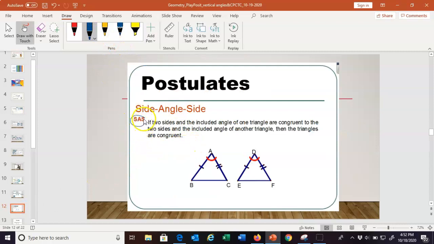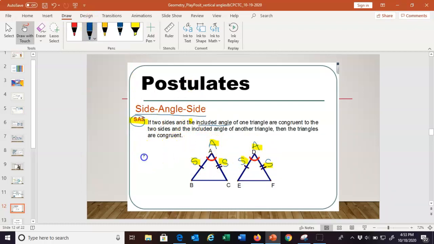Here's the next one, SAS. Side, angle, side. So this one tells us 2 sides and the included angle, here's that word we learned, of one triangle are congruent to the 2 sides and the included angle of another triangle. Then the triangles are congruent. So let's write what we have. We have a side marked, we have an angle marked, and we have a side marked. Over here, we have a side marked, an angle marked, and a side marked. So the postulate, again, I know it's written up here for you, but if it wasn't, it would jump out at you. We have SAS, SAS.